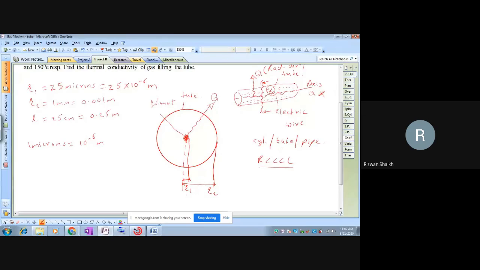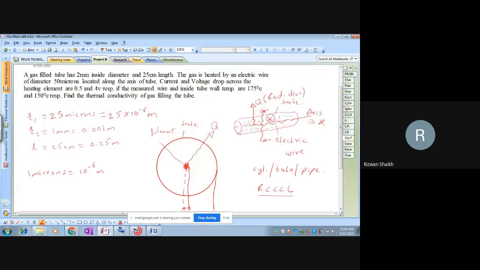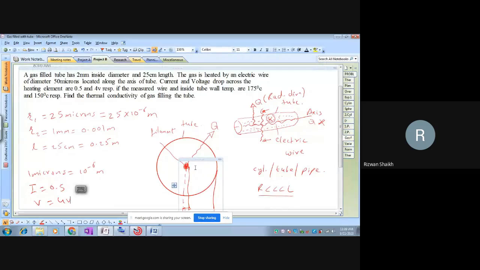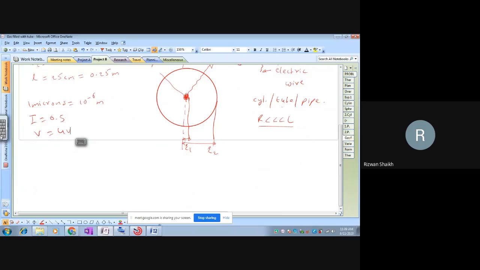And what else is given in the problem? Current and voltage are given. Whenever current and voltage are given, what is the current? I is equal to 0.5 and voltage is given to be 4 volt respectively. The measured wire temperature and the inside tube wall temperature are 175 and 150. I can write T1 to be 175 degrees Celsius and T2 to be 150 degrees Celsius.